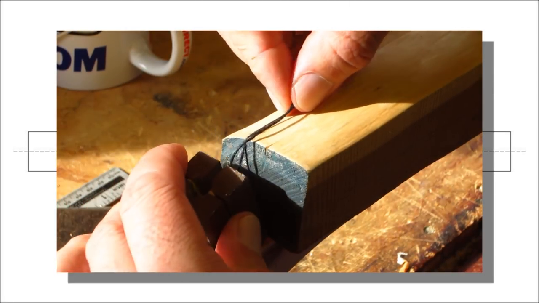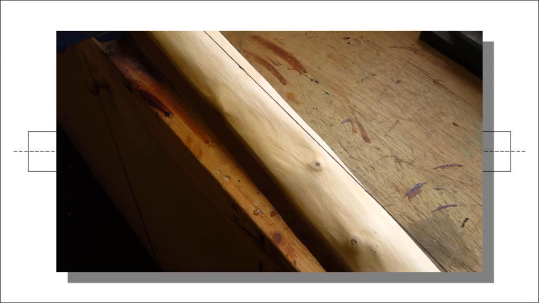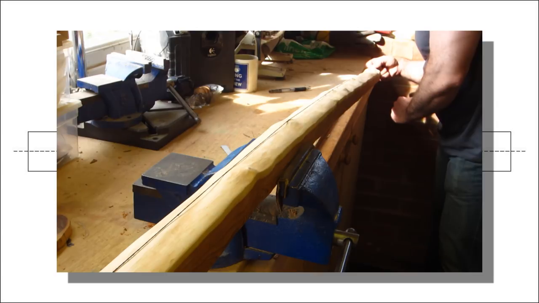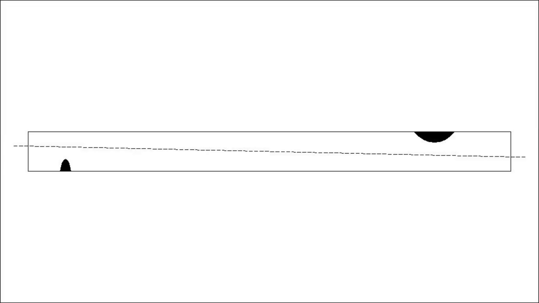So to work out the best place to mark my centre, I ran a length of string from one end of the stave to the other, and then moved that string from side to side and at different angles until I found the best location for the centre line that would avoid as many of those defects in the wood as possible.